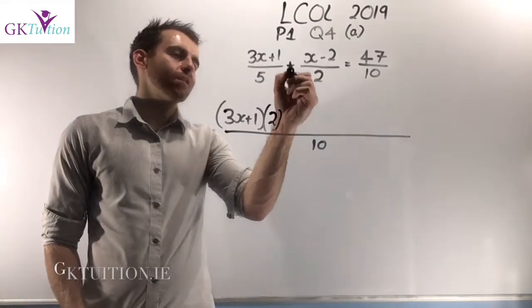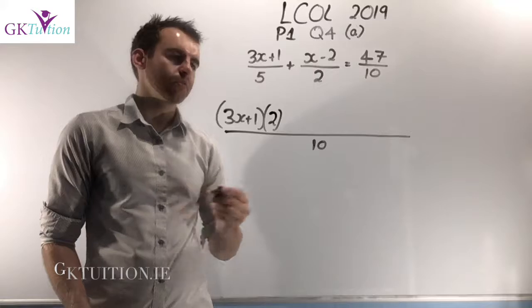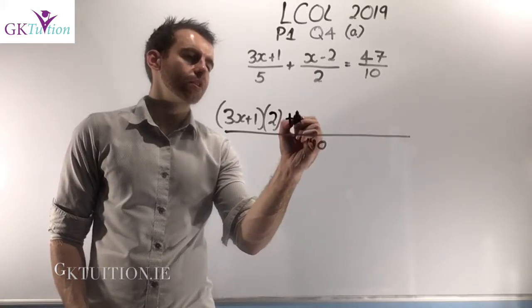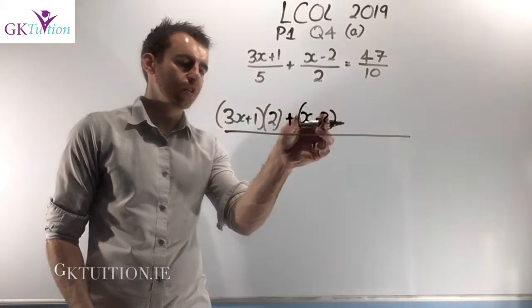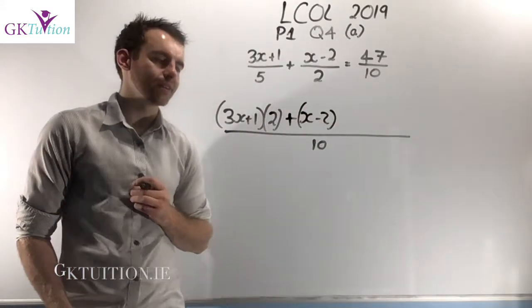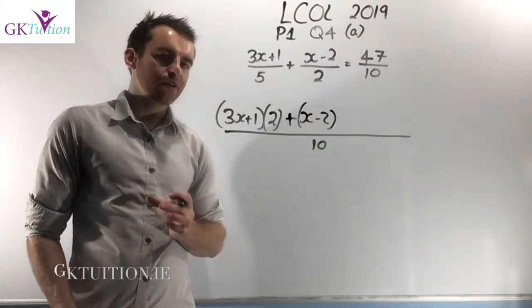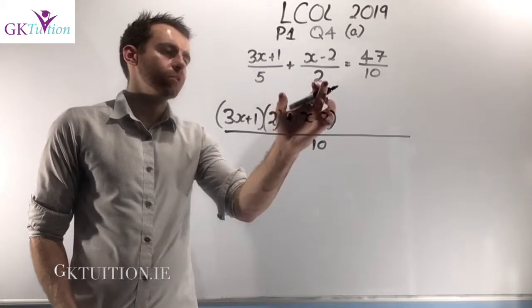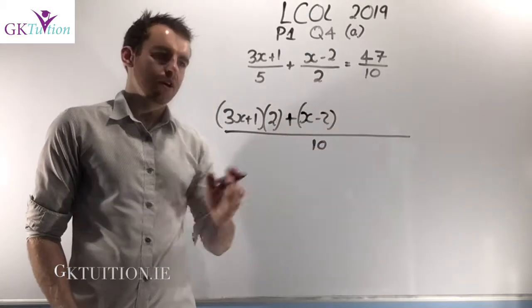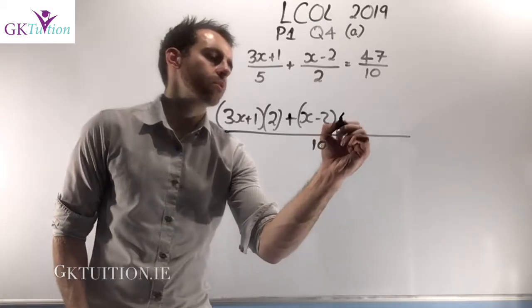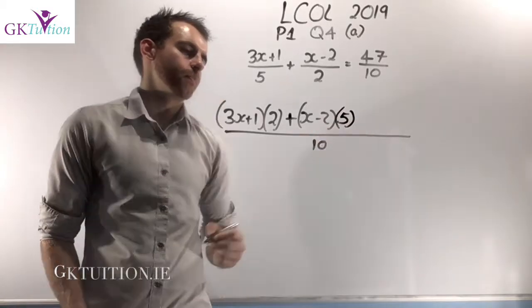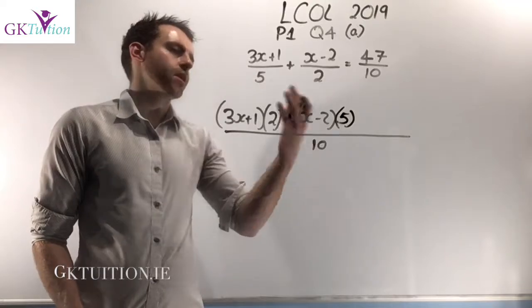And now I need to deal with the next fraction. The next fraction I've got a plus and then it's x minus 2. Since there's two terms there, it's easier to put it in brackets. And now you need to ask yourself, how many times does 2 divide into 10? Clearly 2 divides into 10 5 times. So you need to multiply this by 5. And now I just go on to the next fraction.